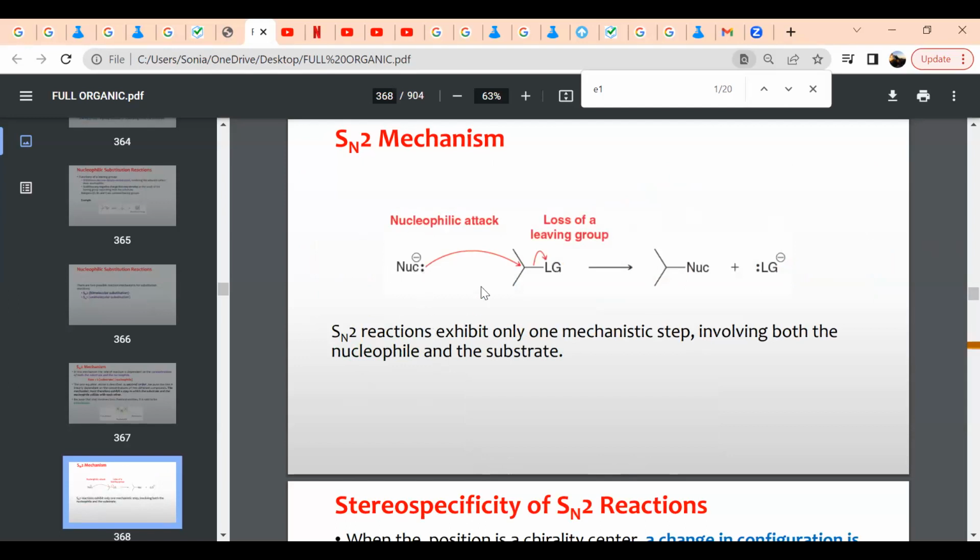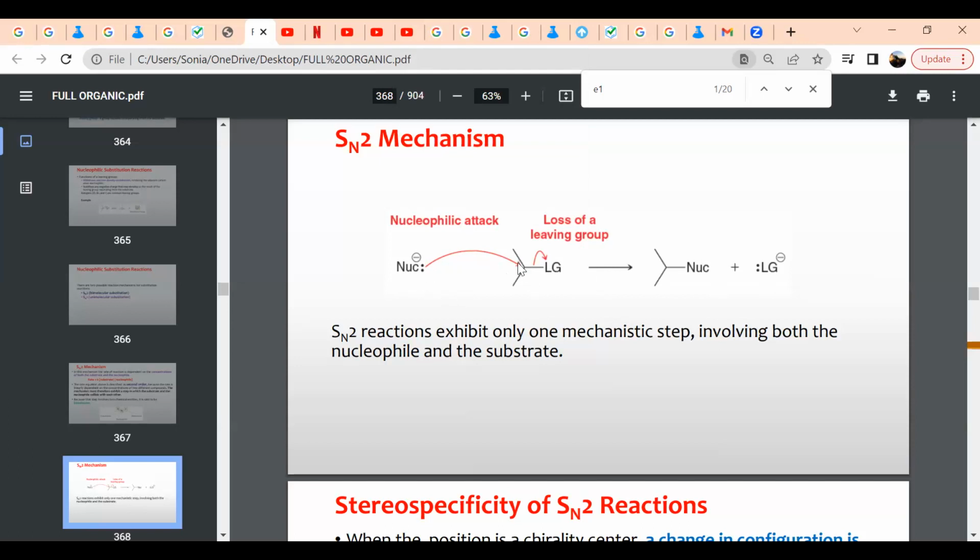You can see we have our nucleophile here, and examples of nucleophiles are the halogens like bromine, iodine, etc. So the nucleophile attacks the electrophile of the substrate which contains the leaving group. So it's one mechanistic step. The attack of the nucleophile and the exit of the leaving group occurs in one bimolecular step. So that's exactly what you can see here.